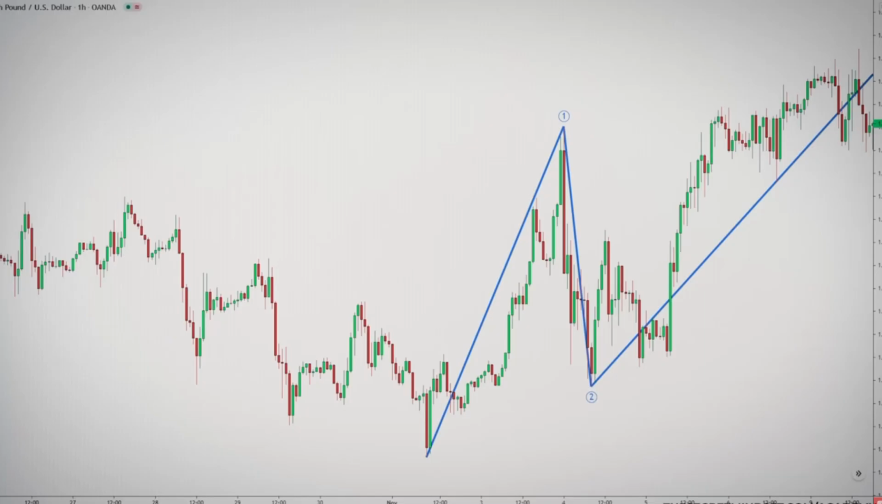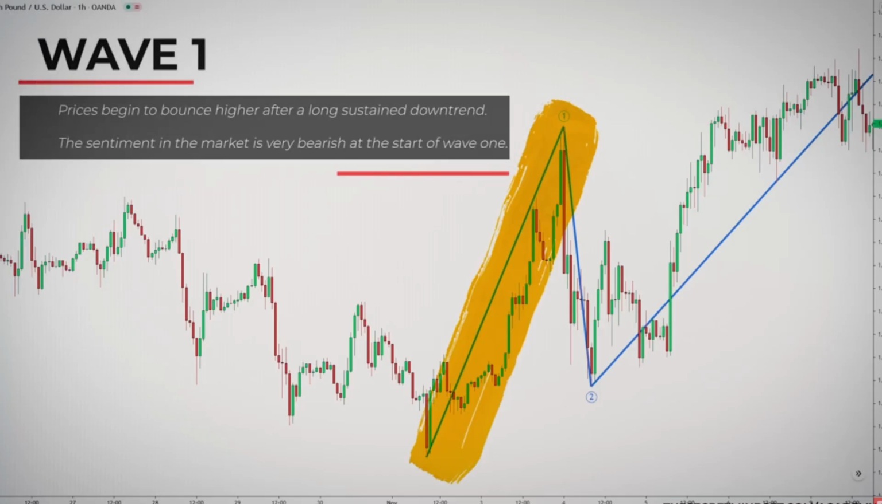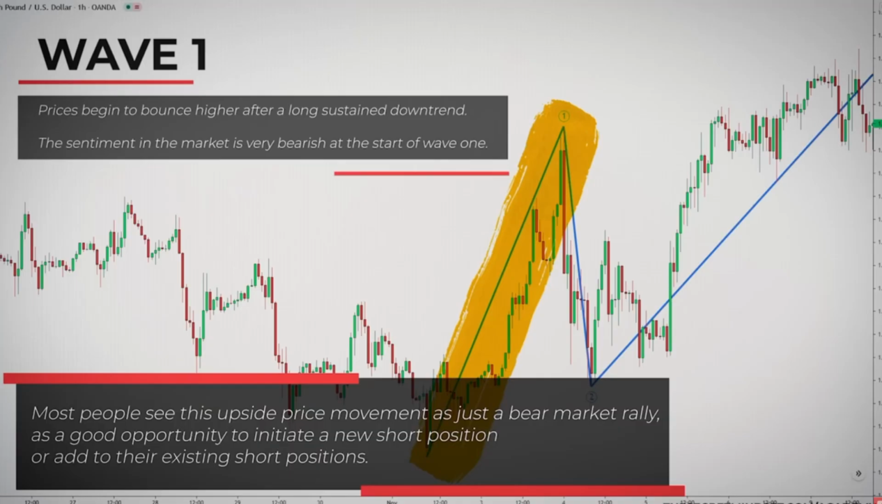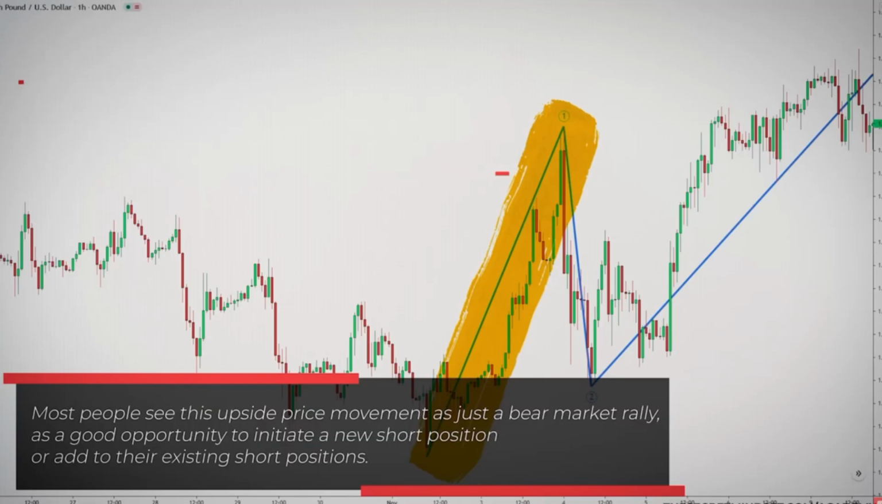During this wave, price begins to bounce higher after a long sustained downtrend. The sentiment in the market is very bearish at the start of wave 1. As wave 1 moves higher, most people see this upside price movement as just a bear market rally, and many traders consider wave 1 a good opportunity to initiate a short position or add to their existing short positions.